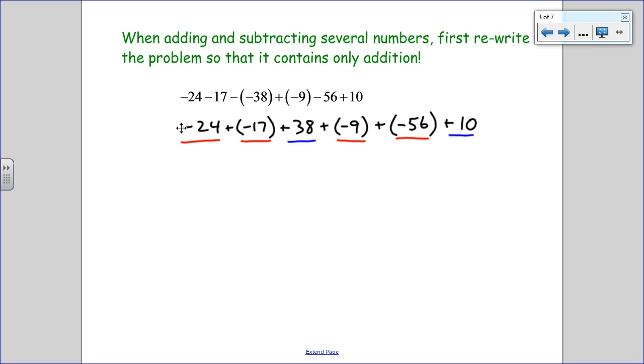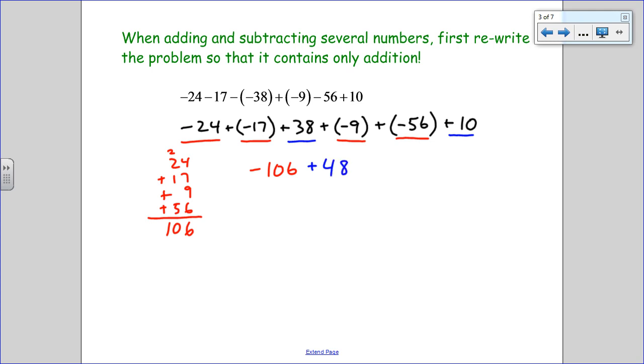Since all the negative numbers have the same sign, we can simply add their absolute values. So we'll add 24 plus 17 plus 9 plus 56, to obtain a total of 106. And again, since those numbers were negative, we have negative 106 for that portion of the problem. Adding our two positive numbers, 38 and 10, gives us a total of 48.